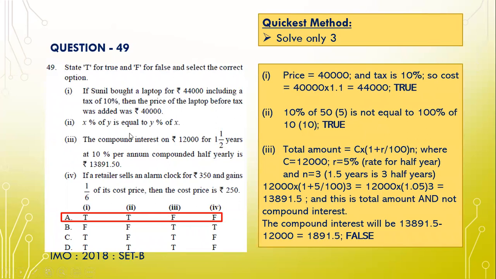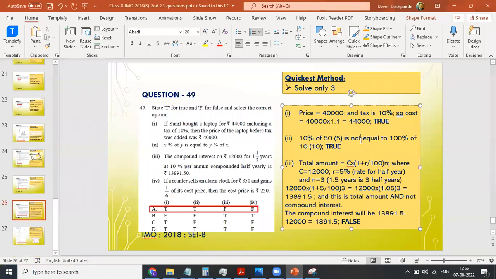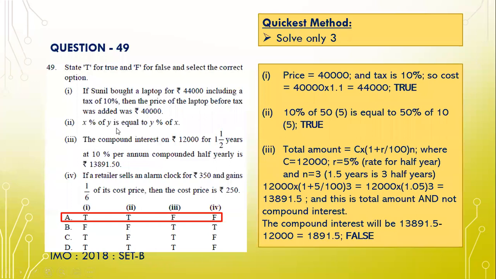X% of y is equal to y% of x, which is also true. What is 10% of 50? It is 5, which is equal to 50% of 10. 50% of 10 is 5 again. So this also is true. X% of y is equal to y% of x. 10% of 50 is 5, isn't it? And which is equal to 50% of 10. 50% of 10 is half of 10. Half of 10 is 5. So 2 also is true.